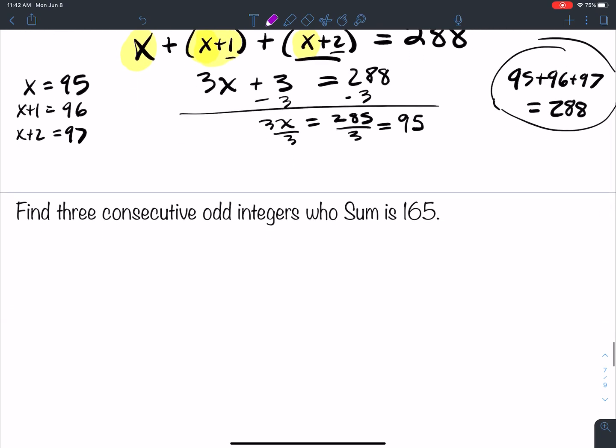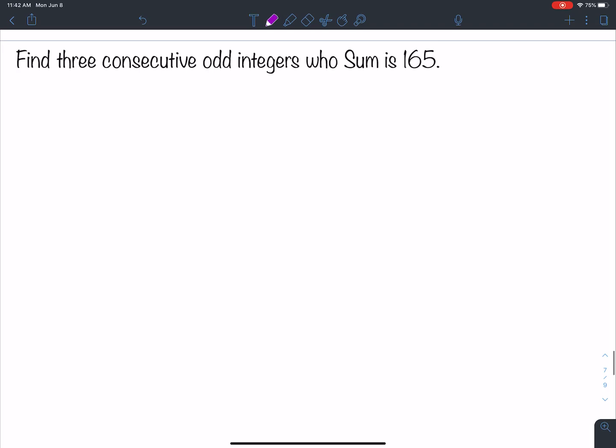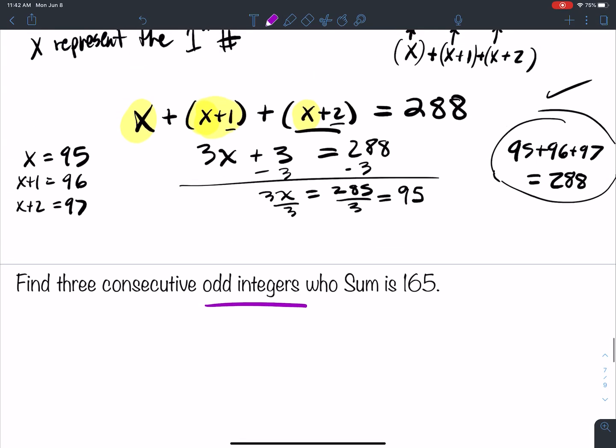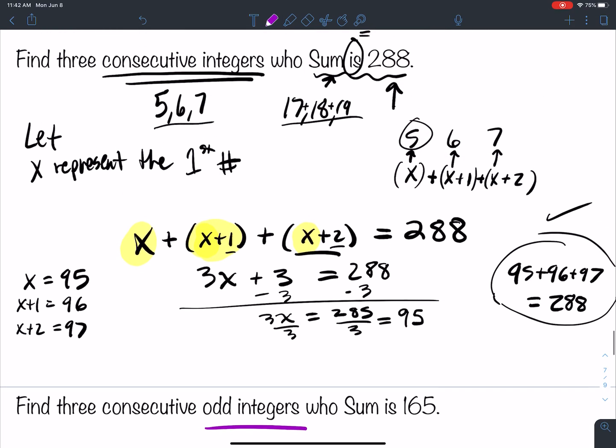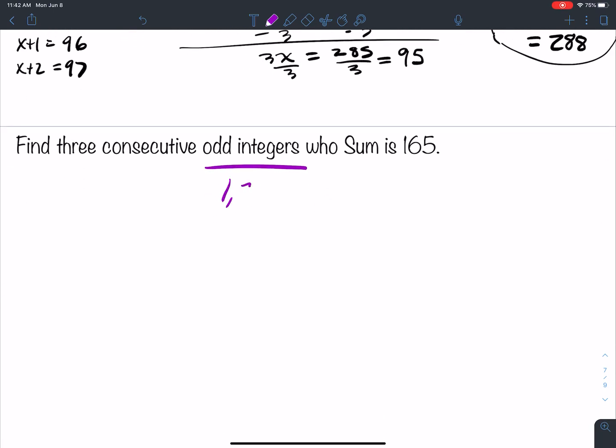Now, the last problem here. Okay, so the last problem, three consecutive odd integers. Okay, so instead of being just three consecutive integers, they're odd integers. So odd meaning like 1, 3, 5, 7, 9, etc., right? What's happening here? We're actually skipping numbers, right? So say it's like 3, 5, and 7. Those are three consecutive odd integers, okay?